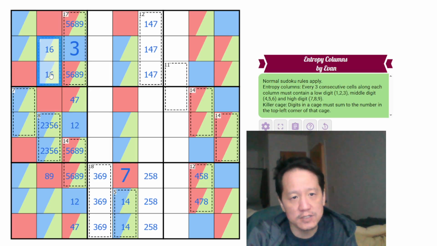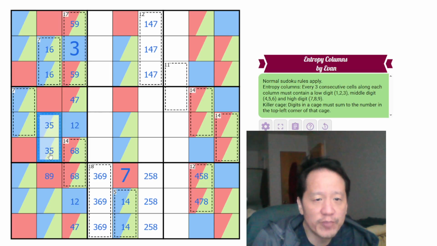This 1, 6 is a 1, 6 pair, which eliminates 1 and 6 from the rest of the column and from the rest of the box. So this cannot be 6 and 8 anymore, so therefore this must be 5, 9. This can't be 5 and 9, so it has to be 6, 8. This 1, 6 means this can't be 2, 6, so it has to be 3, 5.